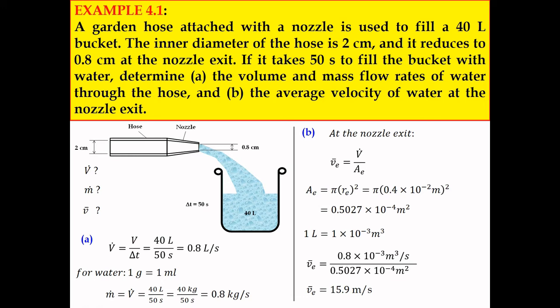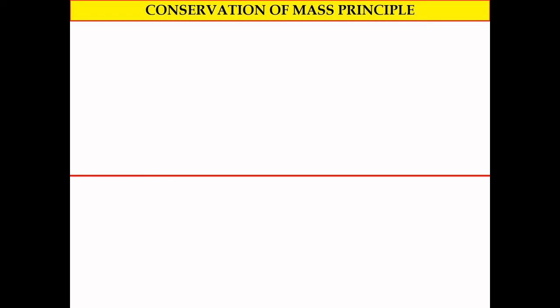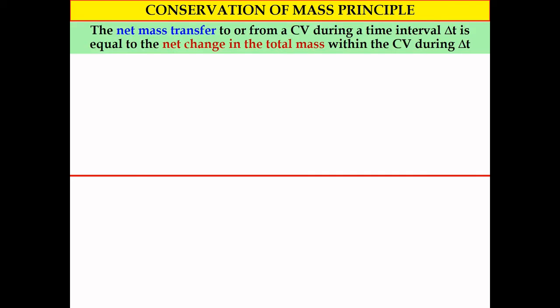So that's an example of a question involving mass flow rate, volume flow rate, average velocity, and so on. Now we will discuss the conservation of mass principle. In terms of the concept or definition, the principle mentions that the net mass transfer to or from a control volume CV during a time interval delta t is equal to the net change in the total mass within the control volume CV during the time interval delta t.